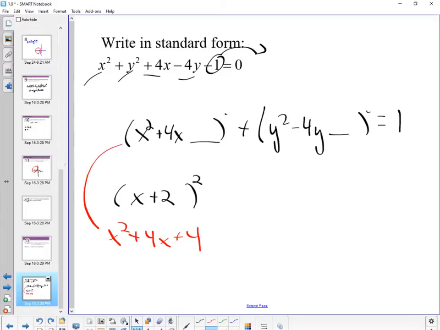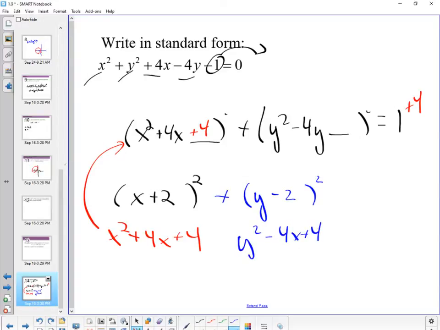Now, look at this. Does this match that? No. What's missing? So I need to complete the square. So I'm going to add 4 here. But I've just added something to one side of the equation. I need to balance it on this side by adding 4 over here as well. Okay? We're good? Now, I'm going to complete the square here again. I want my y, half of this bad boy, -2, quantity squared. Now, when I expand this, I'm going to get y squared minus 4y plus 4. What was missing here? This 4, isn't it?